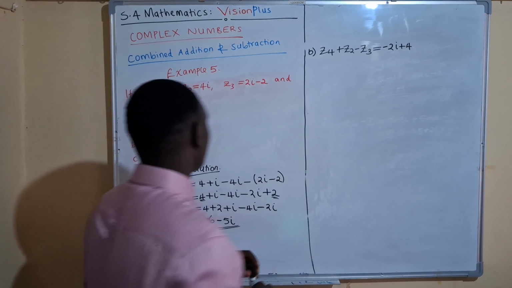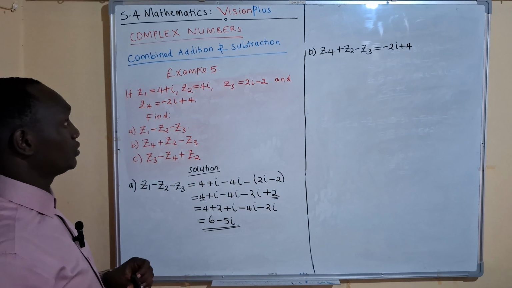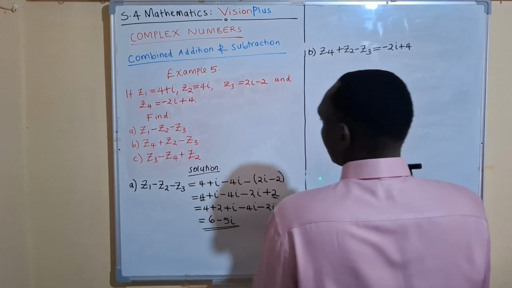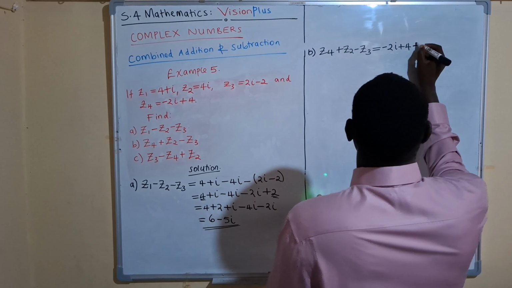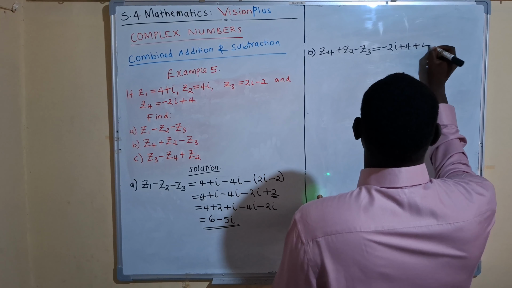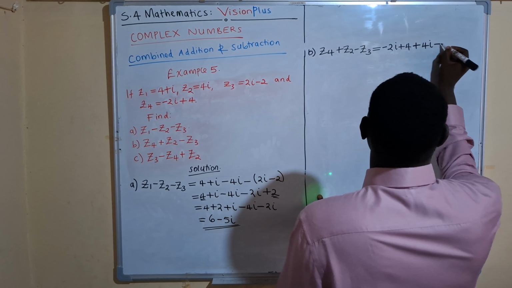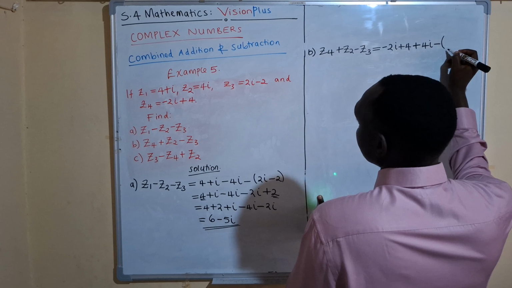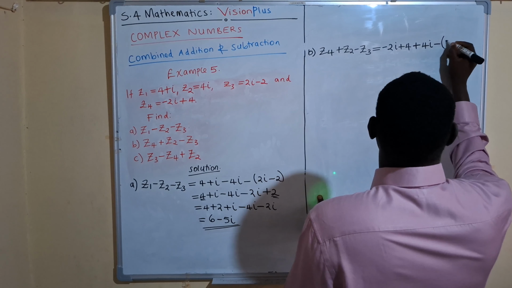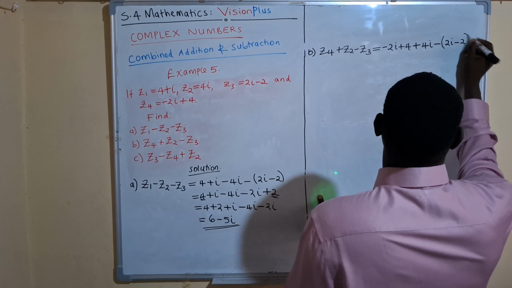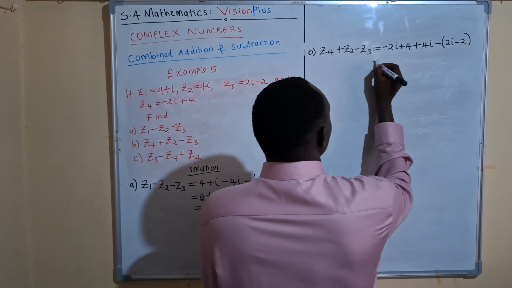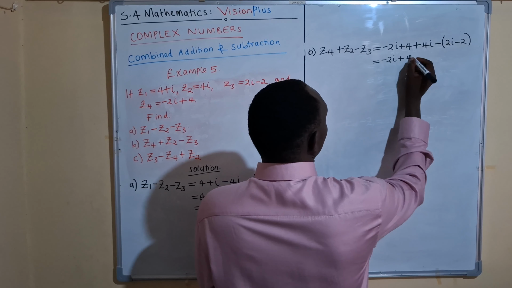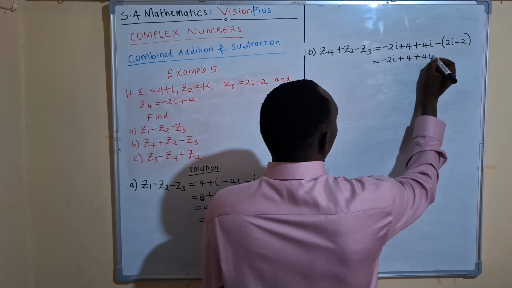And then what about z2? We are adding z2, which is simply plus 4i, and we are subtracting z3, for which there are two terms. So we open the brackets and we say 2i minus 2. So let me simplify the brackets. Let me keep negative 2i the same, plus 4 plus 4i.